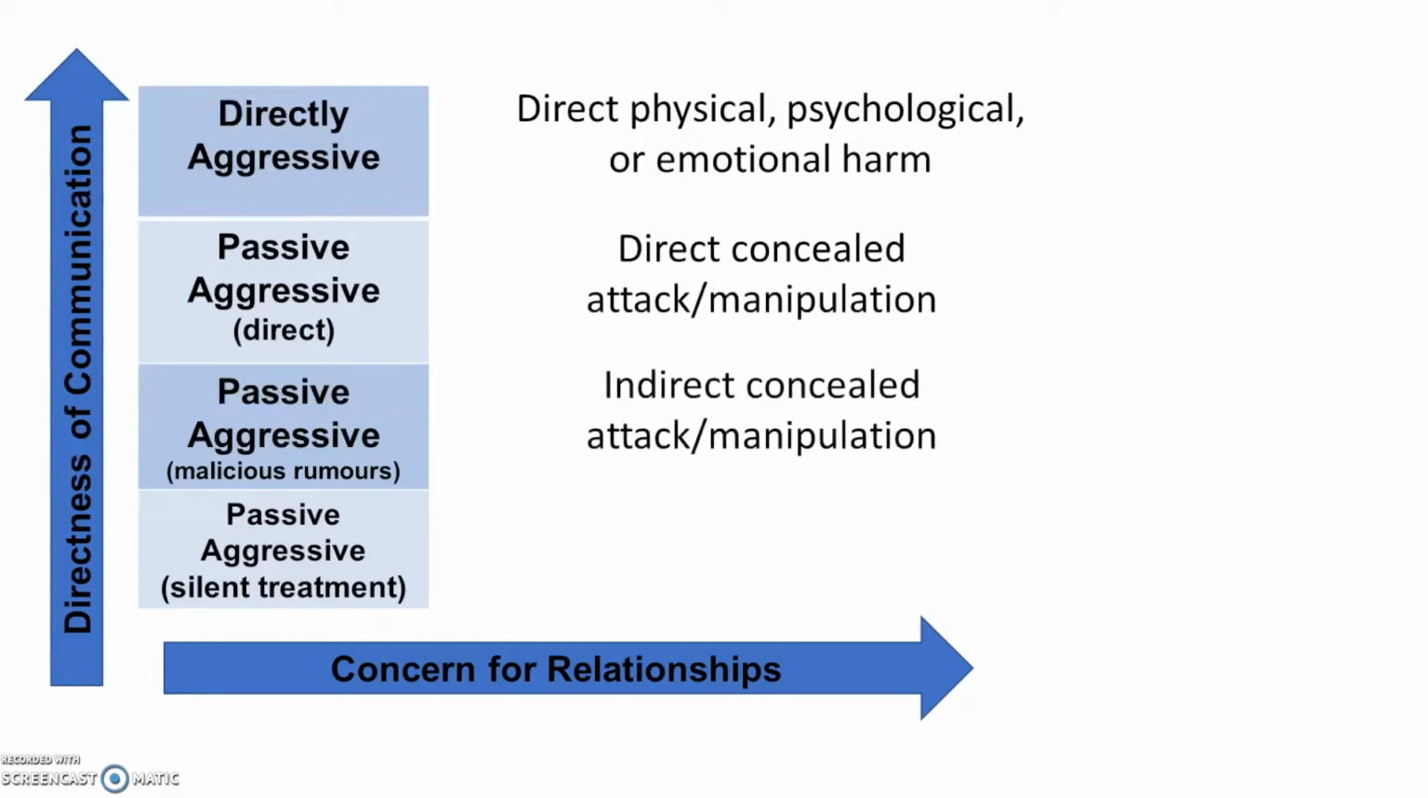Another form of passive aggression is the use of malicious rumors to indirectly punish or harm another person. And lastly, you can give someone the silent treatment, meaning you avoid someone or avoid talking with someone, but you do it in a way where you want the person to know that you are avoiding them, and you want them to know that it is in fact a form of punishment.